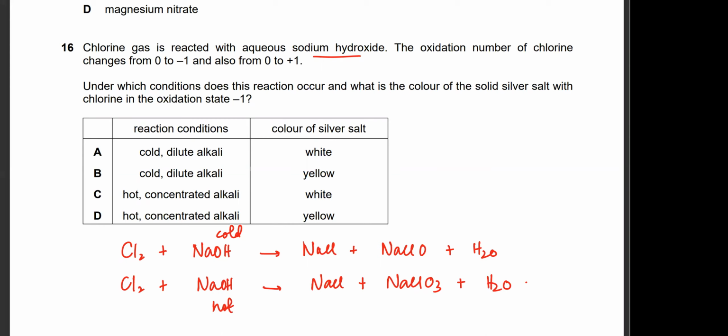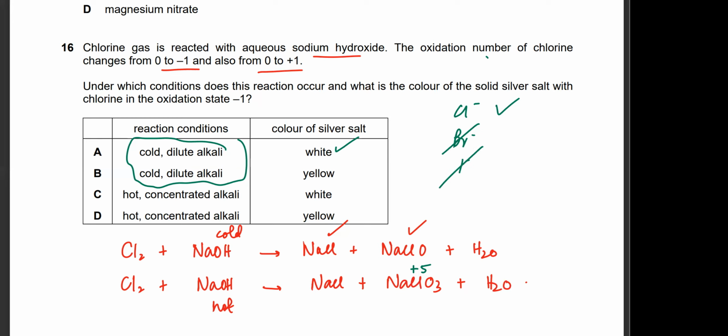In one, chlorine goes from 0 to minus 1 and 0 to plus 1. In the second, with hot NaOH, chlorine actually goes to plus 5. So it's going to be cold dilute alkaline conditions. Is this clear? Yes. And when you test this with silver salt, the precipitate formed with silver ions is white with Cl-, cream with Br-, and yellow with I-. In this case we're dealing with Cl-, so you're going to get a white precipitate.